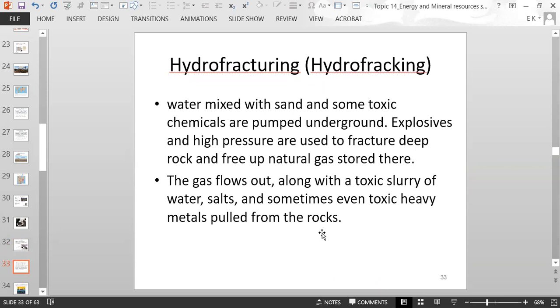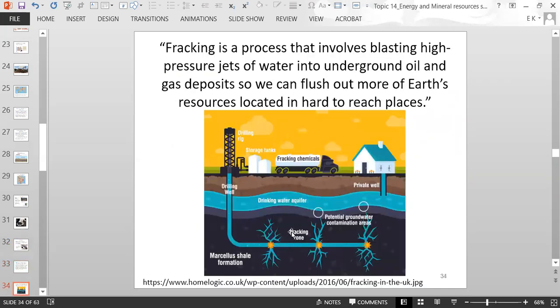Then we have hydrofracturing, or hydrofracking. That's when water is mixed with sand and toxic chemicals that are pumped underground. And then explosives and high pressure are used to fracture the rocks deep underground in order to free up natural gas that's stored down there. And then the gas flows out along with a toxic slurry of water, salts, and sometimes even toxic heavy metals that are pulled from rocks underground. And then you're able to collect the gas.